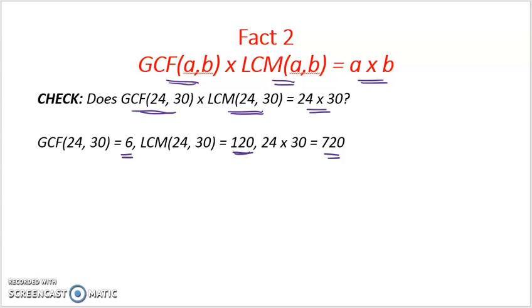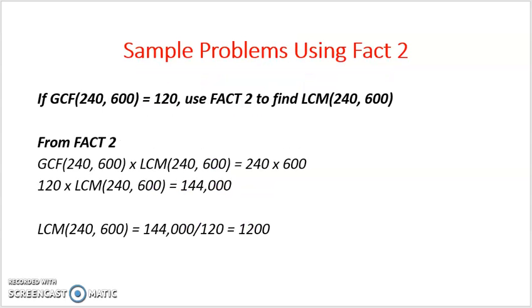So the question is, does 6 times 120, the GCF times the LCM, equal the product of the two numbers? Well, 6 times 120 is 720. 720 does equal 720. So that fact checks out. Now, let's use this fact for a few simple problems.